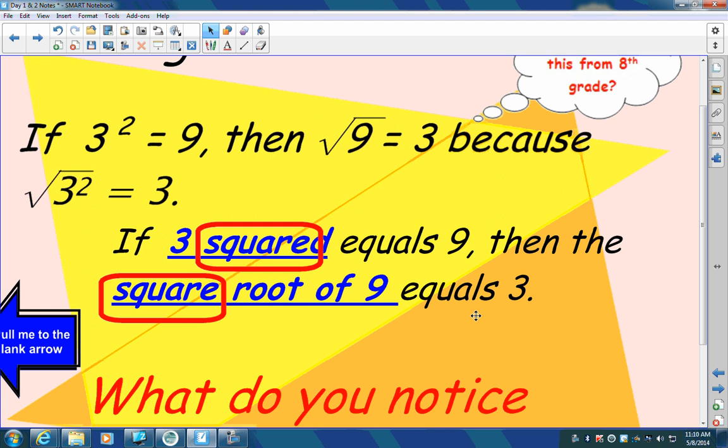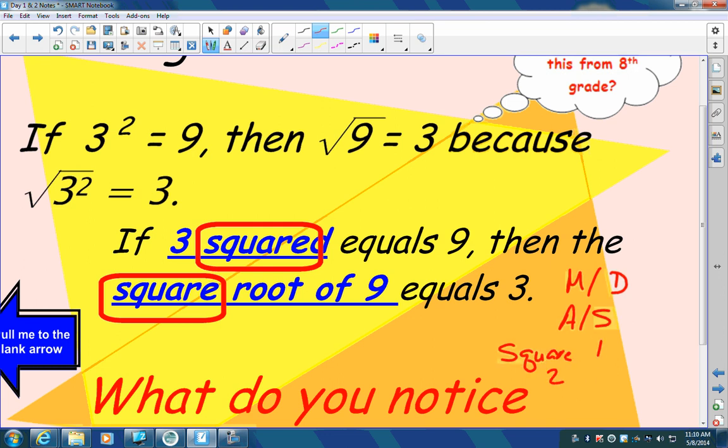Basically, here's what happens. Just like multiplying is the opposite of dividing, adding is the opposite of subtracting, taking a square, like to the second power, is the opposite of the square root. Okay? So just understand that the square root and something squared are opposites.